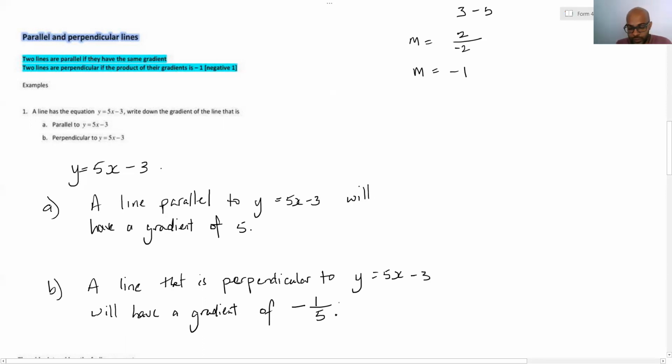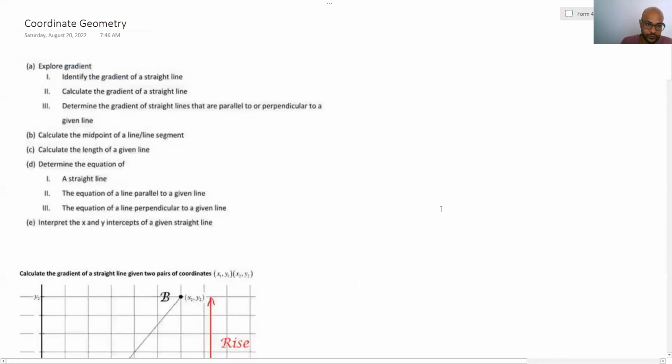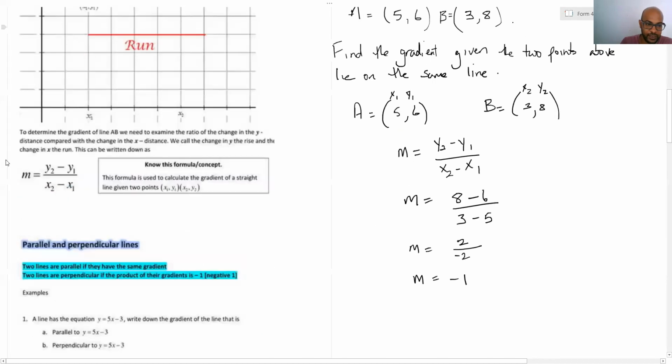So far we talked about gradients. We identified how we are finding the gradients using the formula, right? And the formula to calculate the gradient is given here. M is equal to y2 minus y1 over x2 minus x1. The vertical rise over the horizontal run, right? We also talked about looking at the general form of the equation, y is equal to mx plus c, and we said that the coefficient of x is the gradient, so we could read it off from the equation of a line, but it must be in the general form.